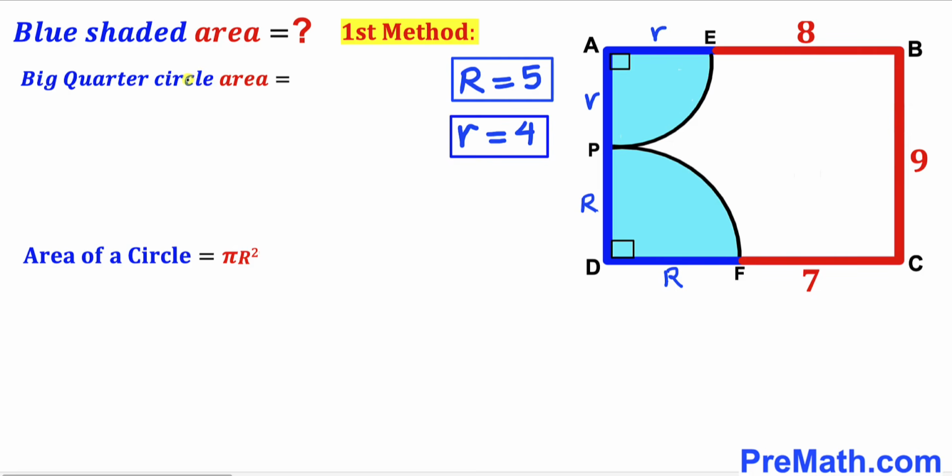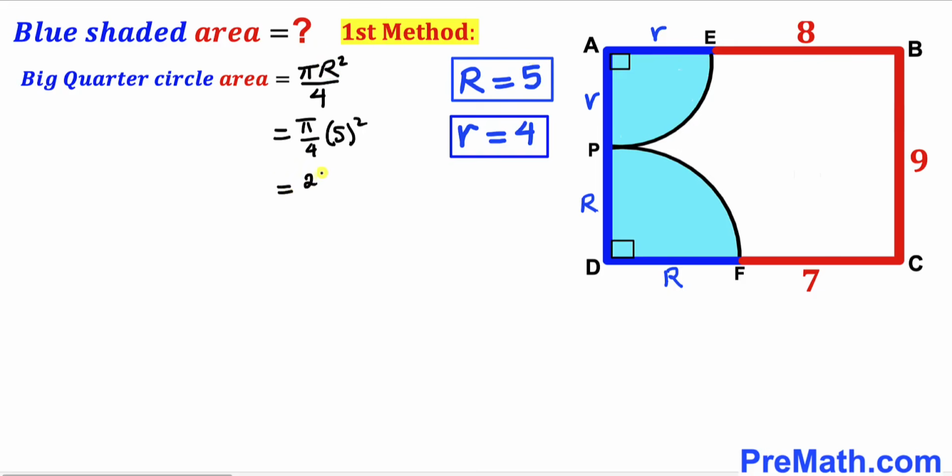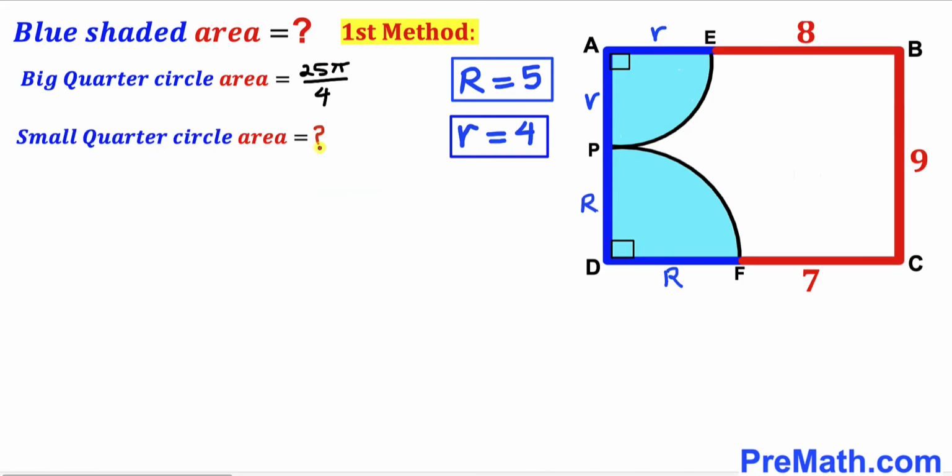Therefore, the big quarter circle area is going to be pi times uppercase R squared, and I'm going to divide this one by 4. And our uppercase R value is 5, so I'm going to substitute that value over here. So that is going to become 25 pi divided by 4. And now we are going to calculate the area of this smaller quarter circle.